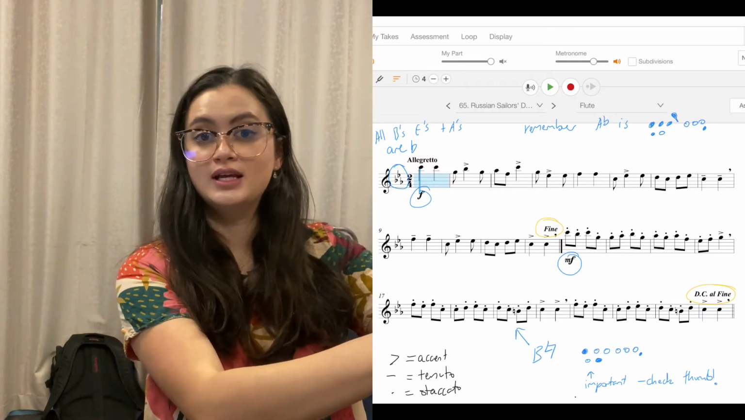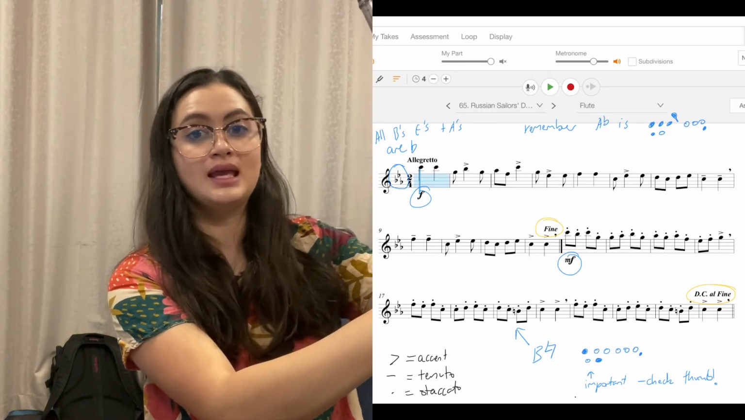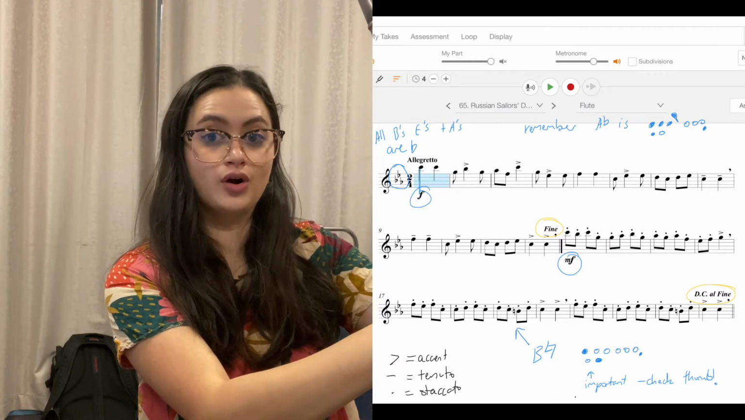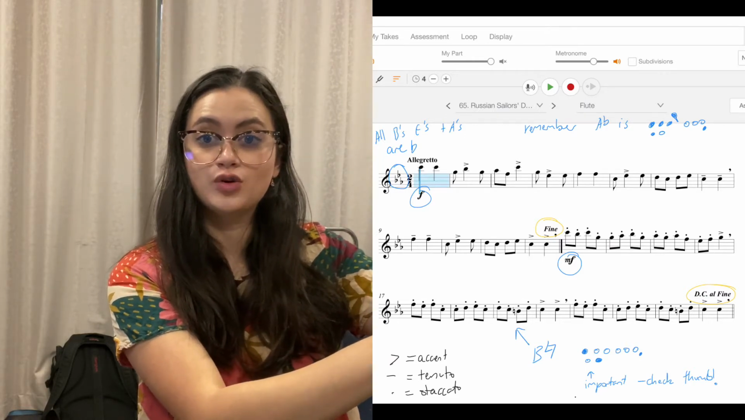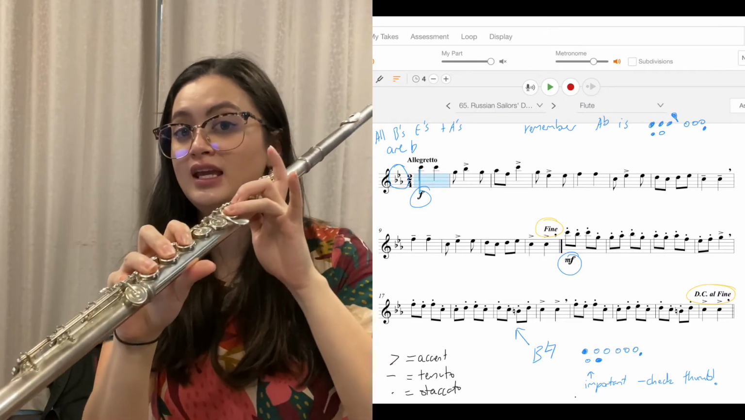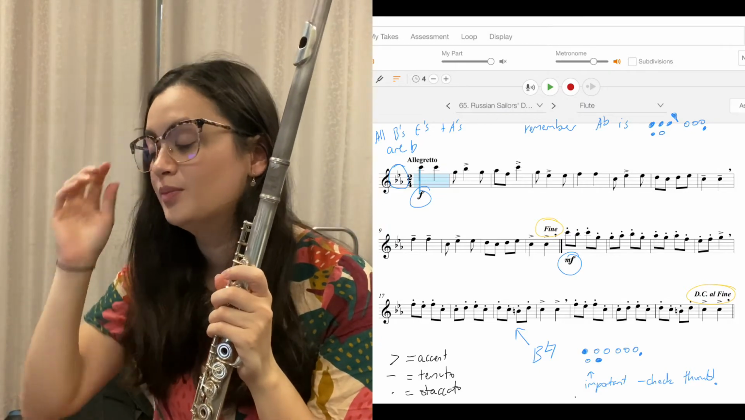Remember that B natural is C, pinky, and thumb here. If your thumb is here, you will play the wrong note. Your thumb has to be here for B natural. And the rest of the notes are E flat and A flat. Pause and practice singing that.